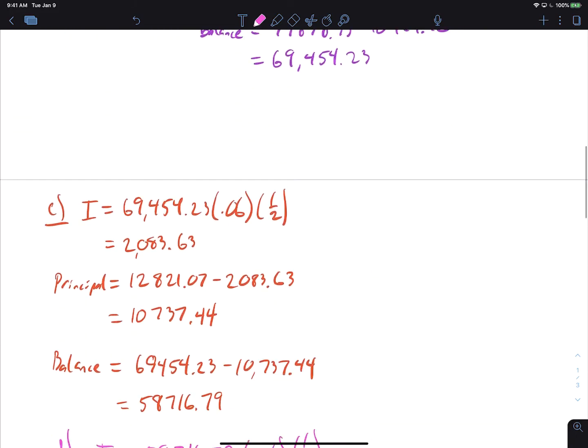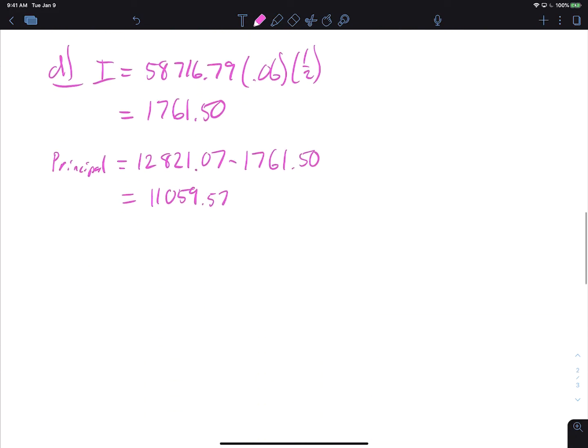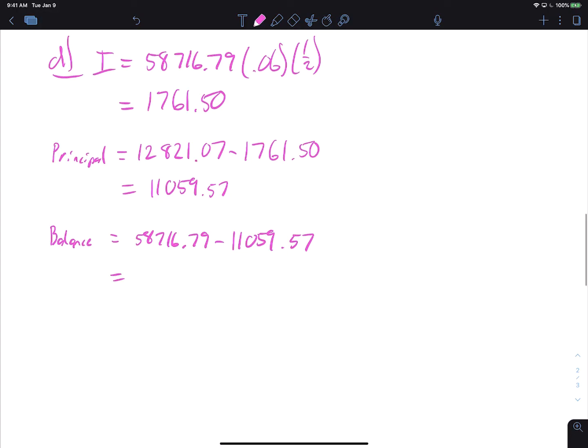Good deal. As for the new ending balance, that'd be the previous principal minus the new amount being applied to the principal. So that gives us $47,657.22.